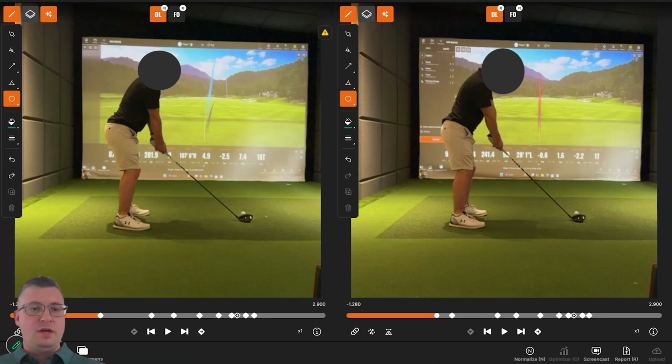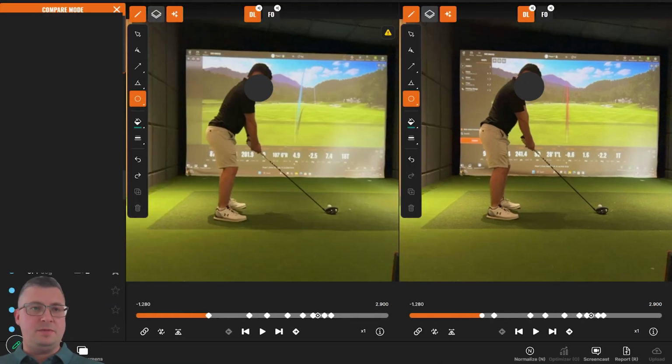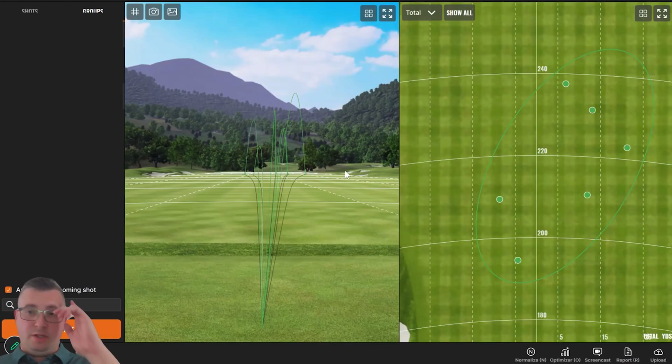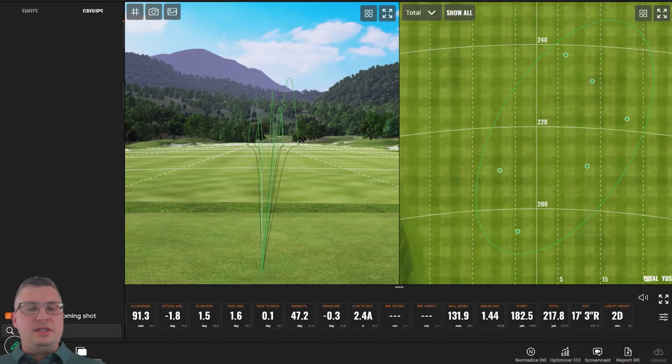Let's have a look at the data first, and then perhaps we'll come back to these pictures in a second. So these are the shots that he was hitting. We can see that the face angle is now averaging 1.6. That was 8.4 before, so we've managed to square that up quite nicely. He was across the ball by 2.2 degrees. He's now on the inside by 1.5. The swing direction was across by 5.5 degrees, and now it's coming through at 0. So he's swinging straighter, and the face is straighter.